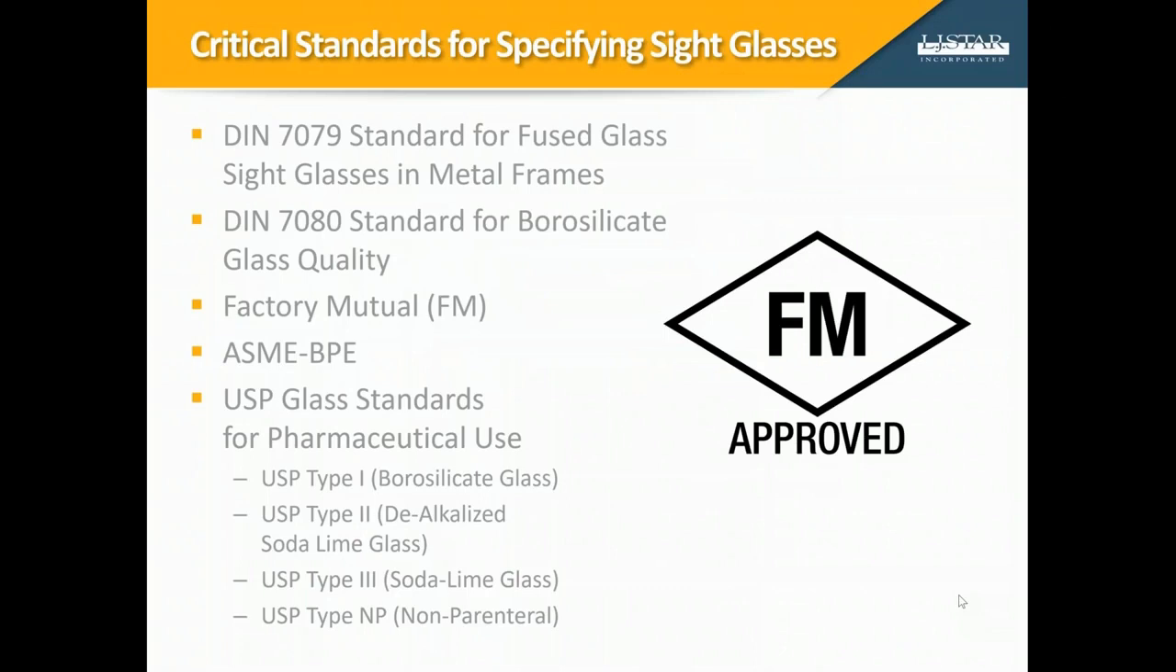These are the critical standards you'll see cited on sight glass data sheets. DIN is a German standard, ASME is the American Society of Mechanical Engineers, and BPE stands for Bioprocess Engineering. Now we can move on to step 2, installation.